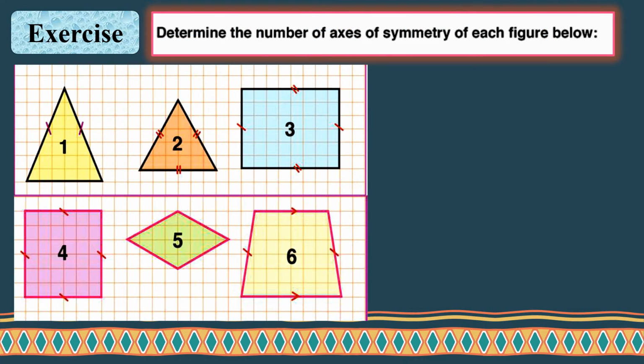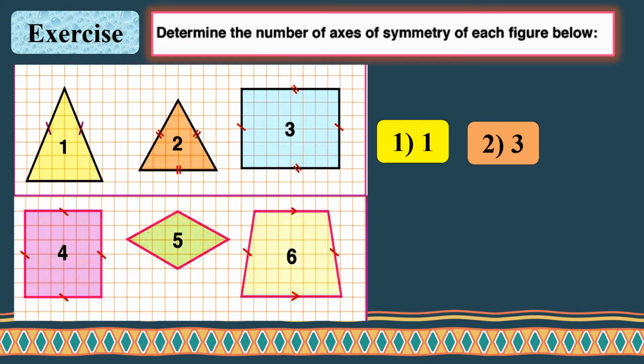Exercise: determine the number of axes of symmetry of each figure below. Number 1, this is the isosceles triangle, so the axis of symmetry is 1. Another one, it's an equilateral triangle, so how many axes of symmetry? It's 3. Number 3, it's a rectangle. How many axes of symmetry? 2. Number 4, it's a square.